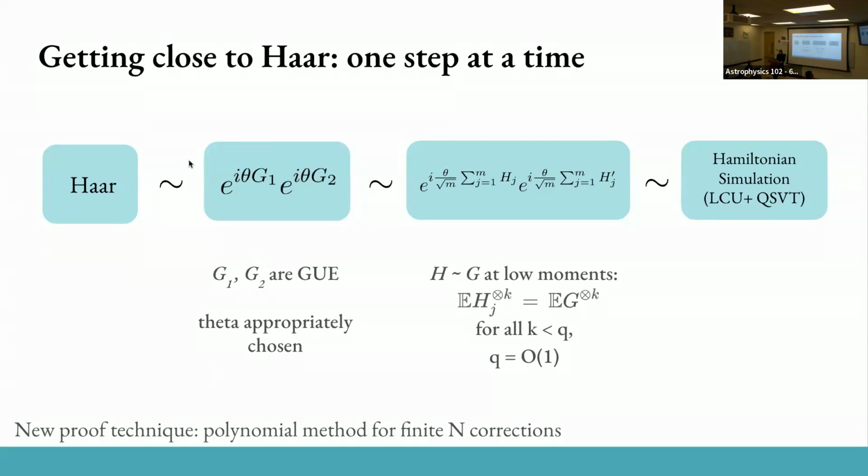And I won't get into the proof techniques, but I wanted to mention that one of the key results of this paper was developing a new technique to show the similarity. And we used a polynomial method to get the finite n corrections, where this n is our dimension size. I don't know, people in high energy might be familiar with that.